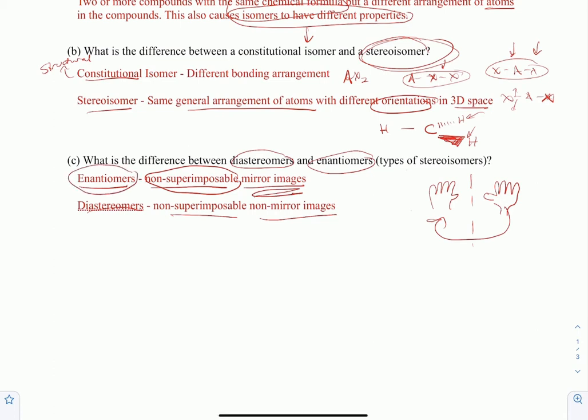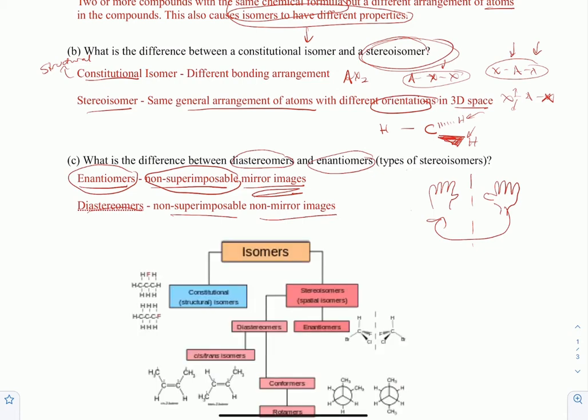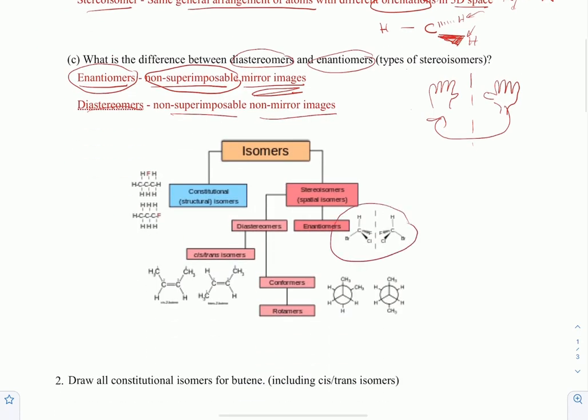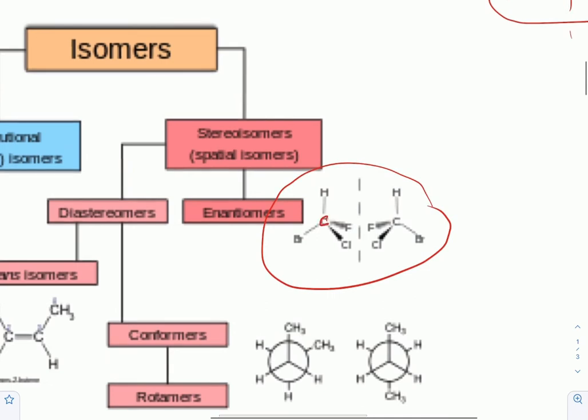Enantiomers are non-superimposable mirror images, and in chemistry, what these look like is the following. If you look right here, I'm going to be zooming in. I've got a carbon bound to a hydrogen, bromine, fluorine, and chlorine. And this dash, the quality is not very good here, but this is supposed to be a dash, which looks like this.